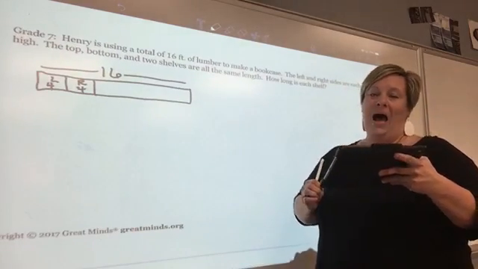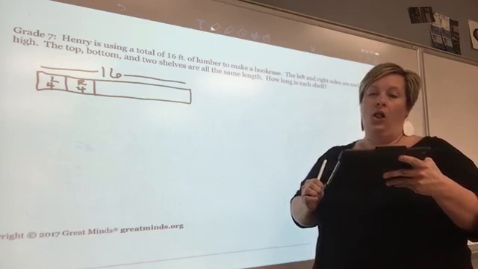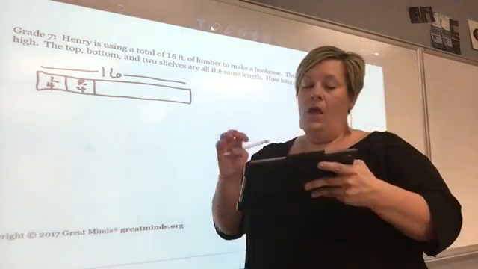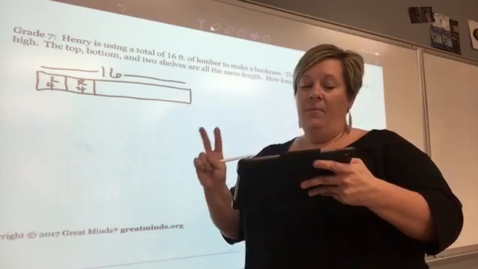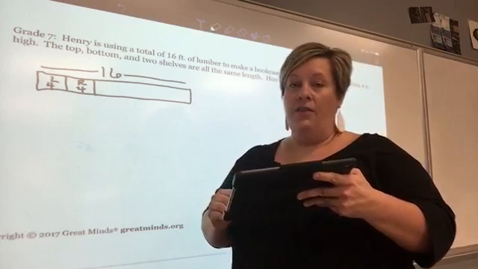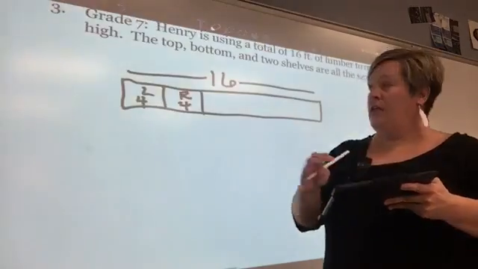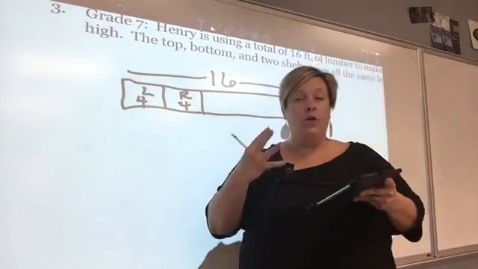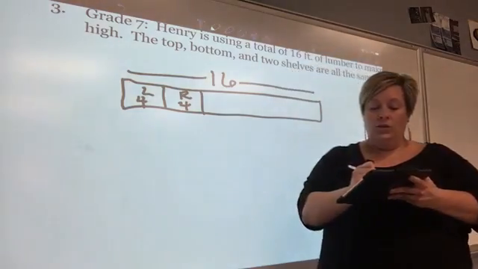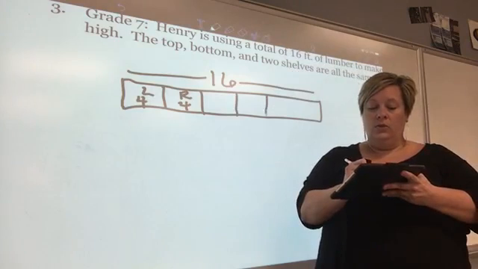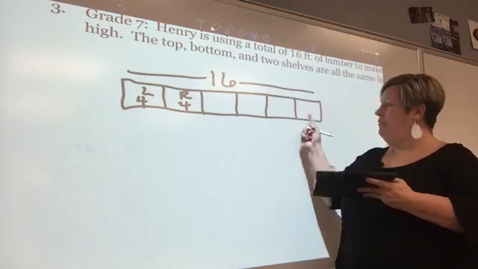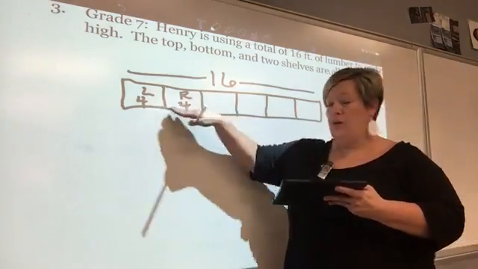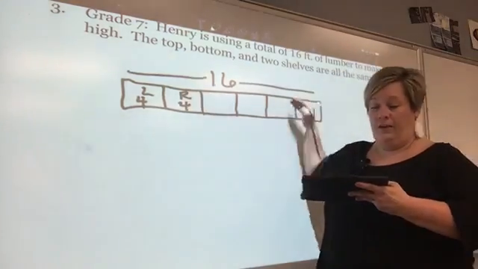The top, bottom, and 2 shelves are all the same length. How long is each shelf? So if we have the top, bottom, and 2 shelves are all the same length, that means of my remaining part of my 16 feet, I still have 4 shelves I need to account for. So I have 1, 2, 3, and 4 shelves that are going to make up, with my left and right sides, my 16 feet.